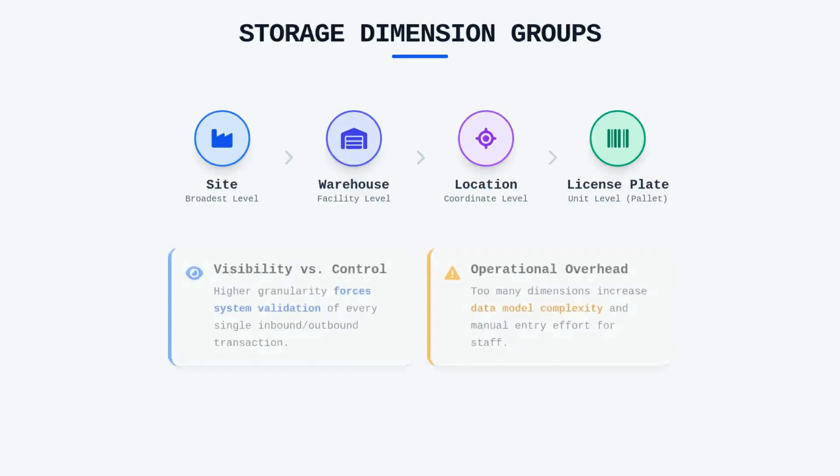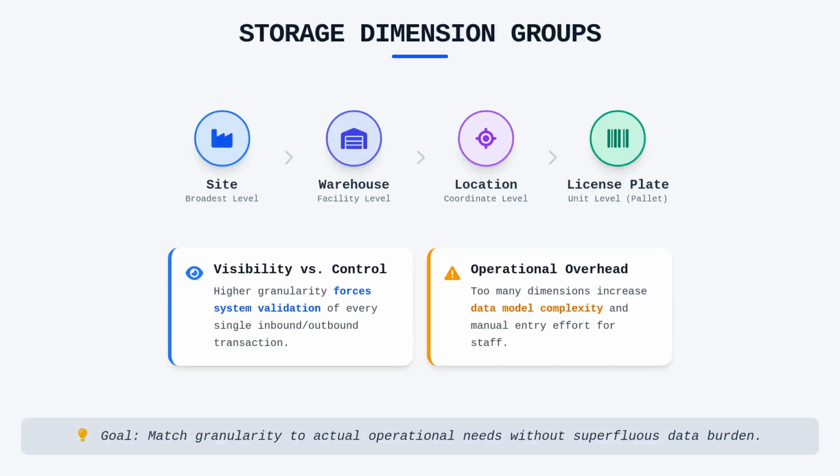As you design these groups, consider the overhead. Adding dimensions increases the complexity of the data model and the effort required for manual inventory counts. You want to match the storage dimension granularity to your actual operational needs without burdening your warehouse staff with superfluous data entry.